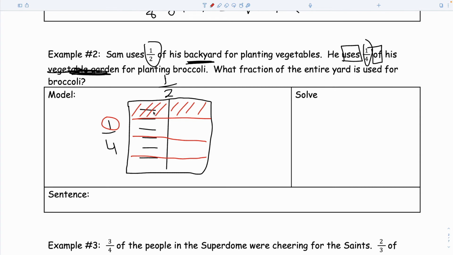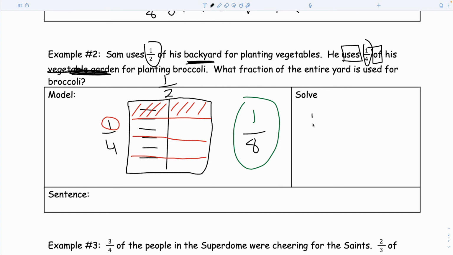Cool. How many total sections are there? There are 8. That's your denominator. 4 times 2 is 8. And how many are completely filled in, Reese? 1. There's the behind the scenes. Your answer is 1/8. Here's the arithmetic.